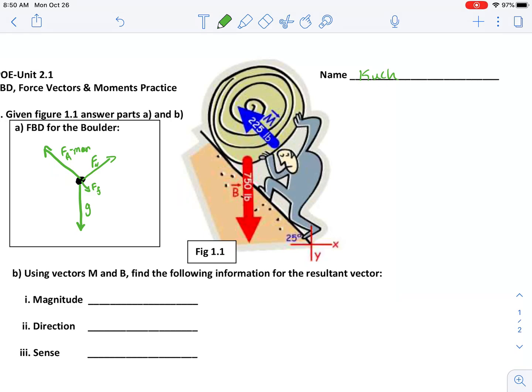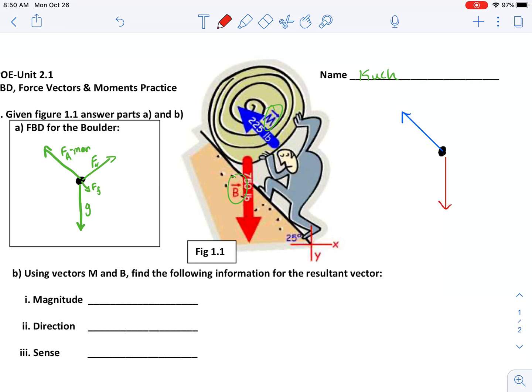Okay, here's an example video. We are going to resolve vectors m and b. All right, and so we have our boulder, which I'm going to put in black here. We have our boulder, and we have two vectors affecting it. We have vector m, which is the force of the man. Okay, and we also have vector b, which is the gravitational force of the boulder.